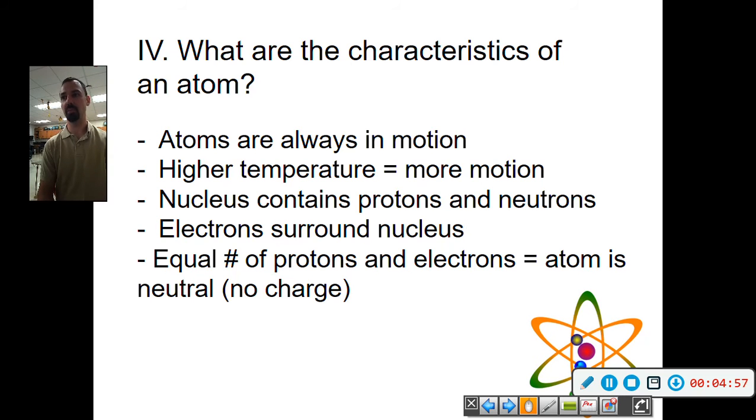Nucleus contains the protons and neutrons. The electrons surround the nucleus, and there's an equal number of protons and electrons if the atom is neutral, meaning it has no charge overall.